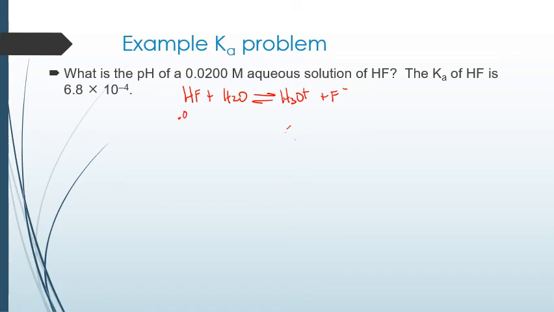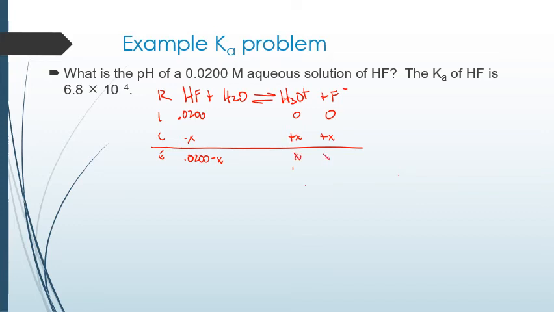I'm given an initial concentration of 0.0200, and I would have 0 and 0 for the concentrations of H3O plus and F minus. I'd have minus x, plus x, plus x. So at equilibrium, I'd have 0.0200 minus x, x, and x. So my Ka expression would be H3O plus times F minus over the concentration of HF.